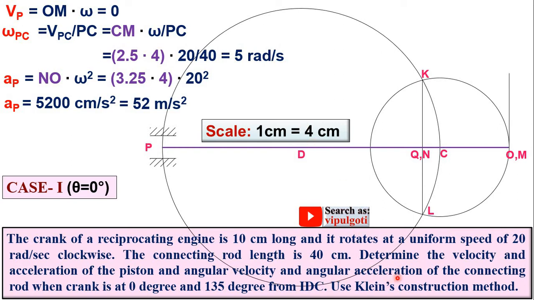Now angular acceleration, and that is alpha. You have to remember this equation for the angular acceleration of the connecting rod. Tangential component divided by length, and the tangential component is represented by Qn vector. Once again it is acceleration, so it should be multiplied by omega square, divided by length of connecting rod. But here the length of the vector Qn is 0, so your angular acceleration will be 0 radian per second square. Now next, case number 2.